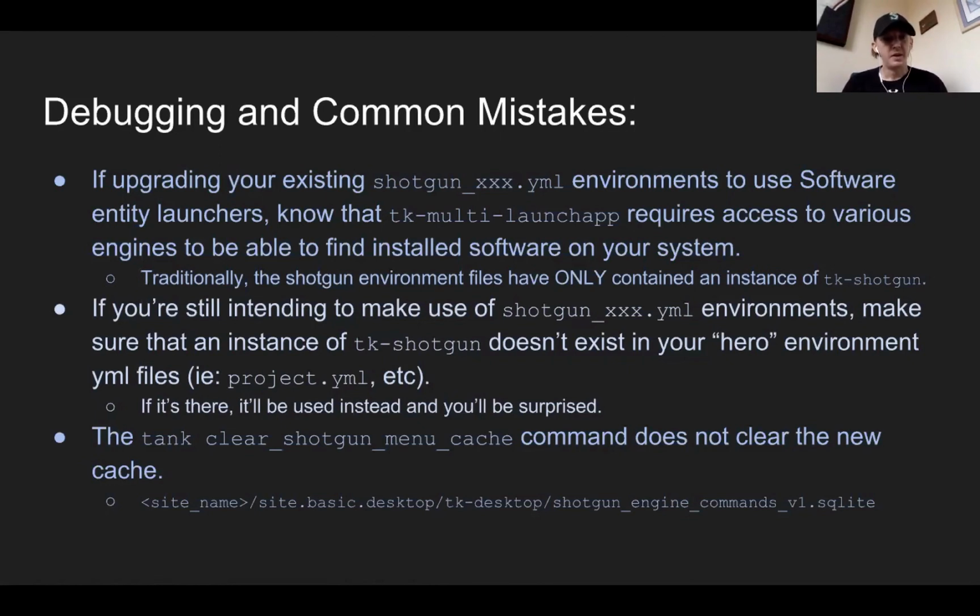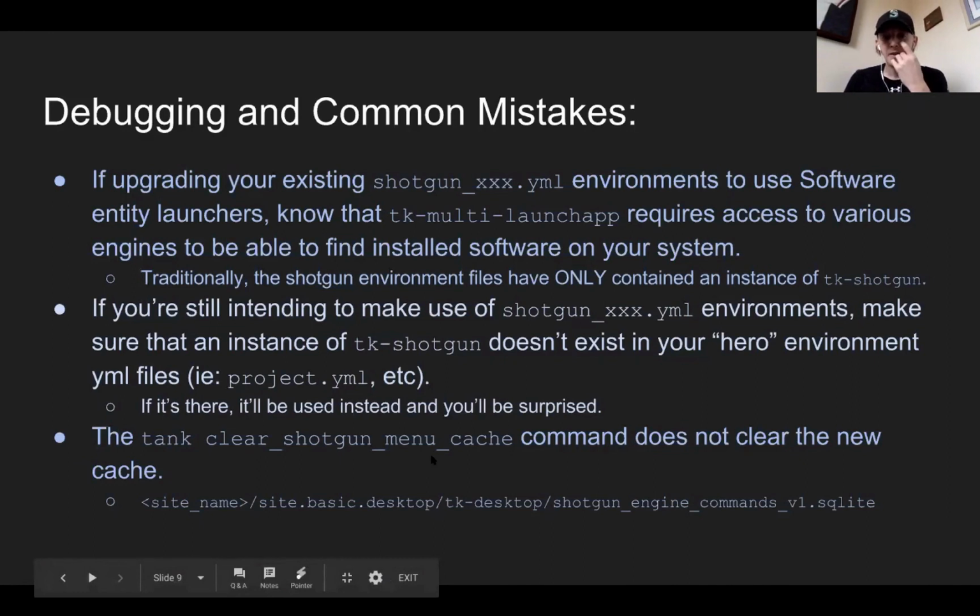All right. The second item on the list is exactly what I was talking about in the previous slide, which is that we bootstrap in using the pick environment, going through to the hero environment files first, and only fall back on the Shotgun YAML files if that bootstrap fails. So if you have an instance of TK Shotgun living in an inherited environment file like project.yaml, it'll be used. So that's a fundamental change from what you used to get, where we used to just go straight to the Shotgun environment file. So keep that in mind.